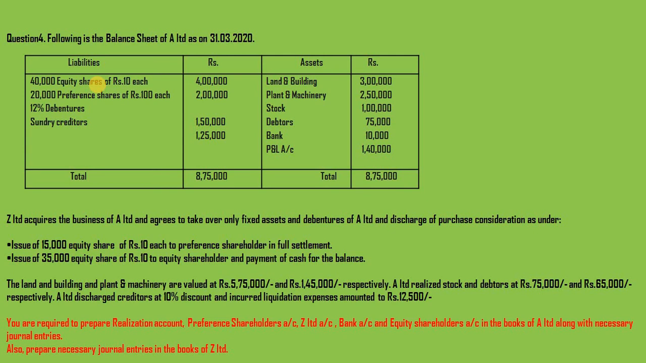preference shareholders account, right? In this way, we have to take out all these balance sheet items to the various ledger accounts. Then after that, we will close down each ledger account, and finally we will close down the bank account, where whatever is the balance amount will be transferred to the equity shareholders account, and the equity shareholders account will be closed. Okay, so I hope you all will do this. We can all do this without much problem, and this is homework for all of you.